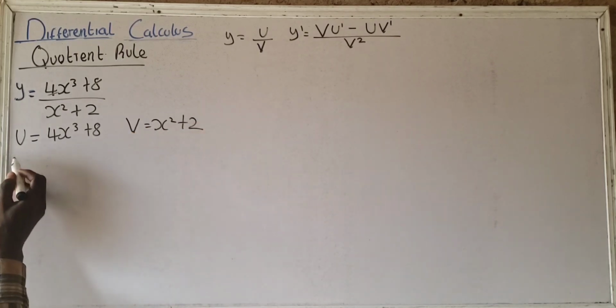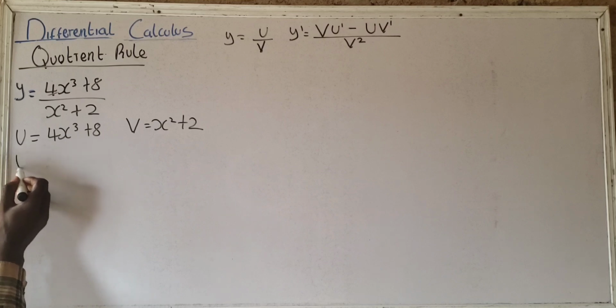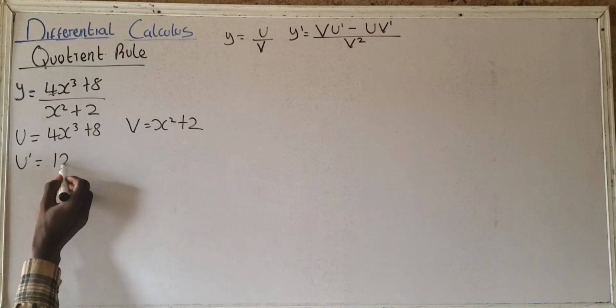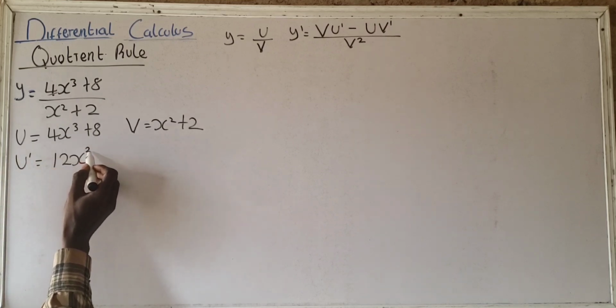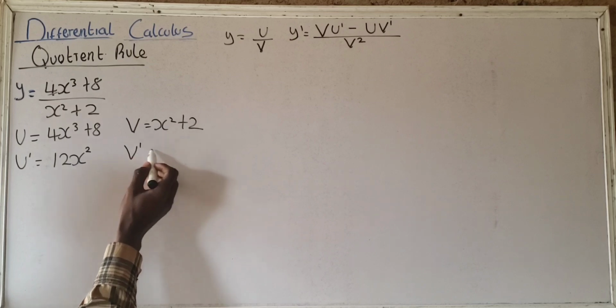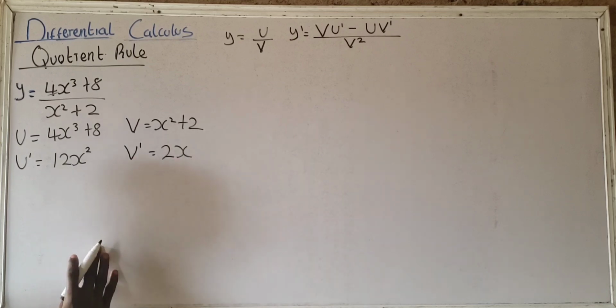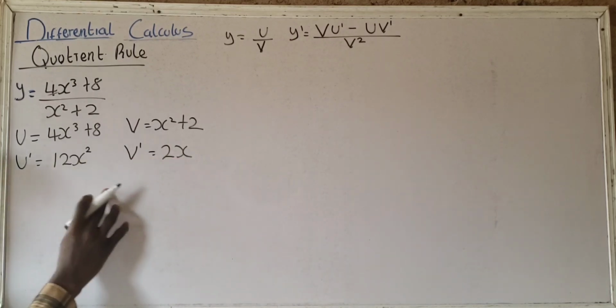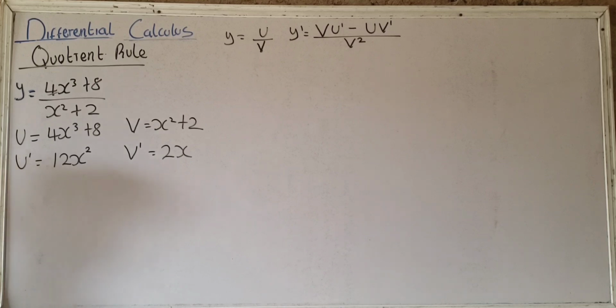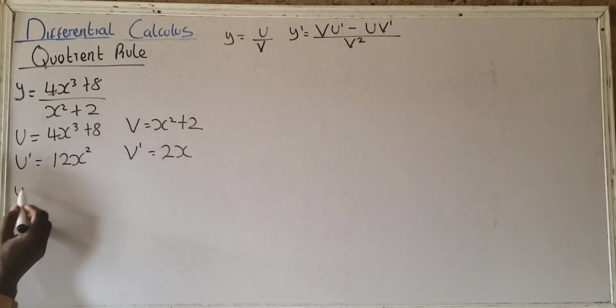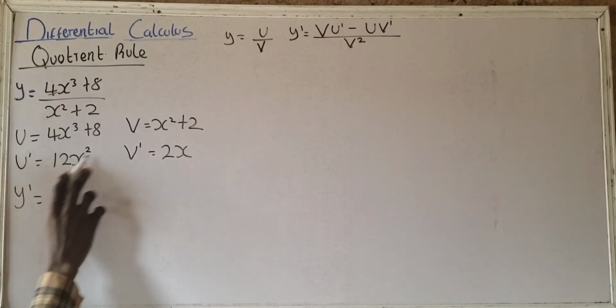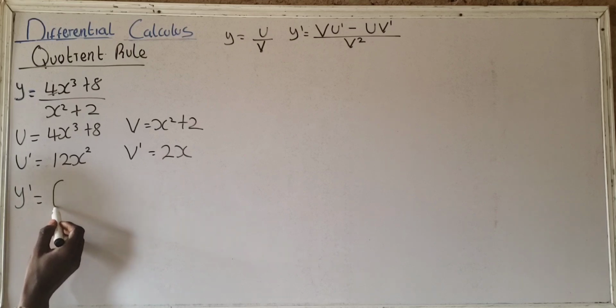Okay? Here, you have to take the derivative of u. Derivative of u is what? 12x raised to the power of 2, and the derivative of v is what? 2x. Okay? Now, having taken the derivative of u and v, don't forget that according to the quotient rule formula, the derivative of y is equal to v.